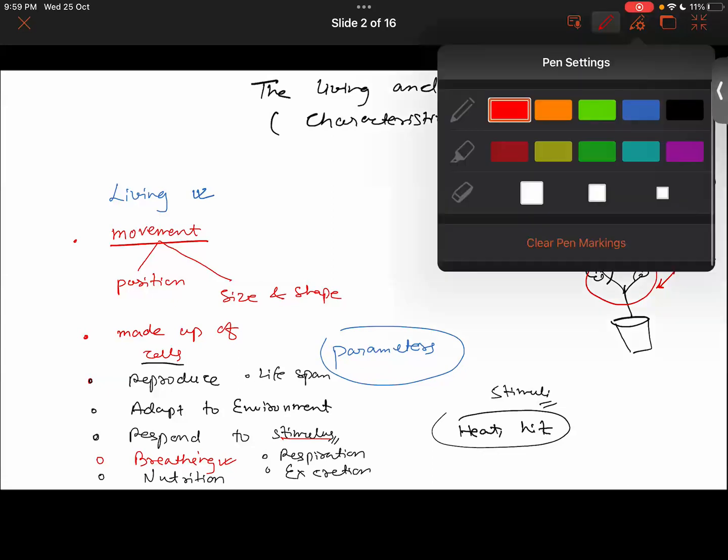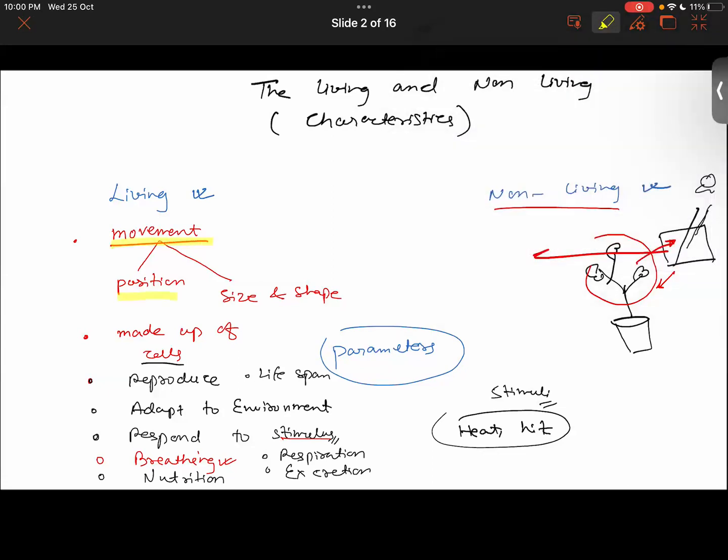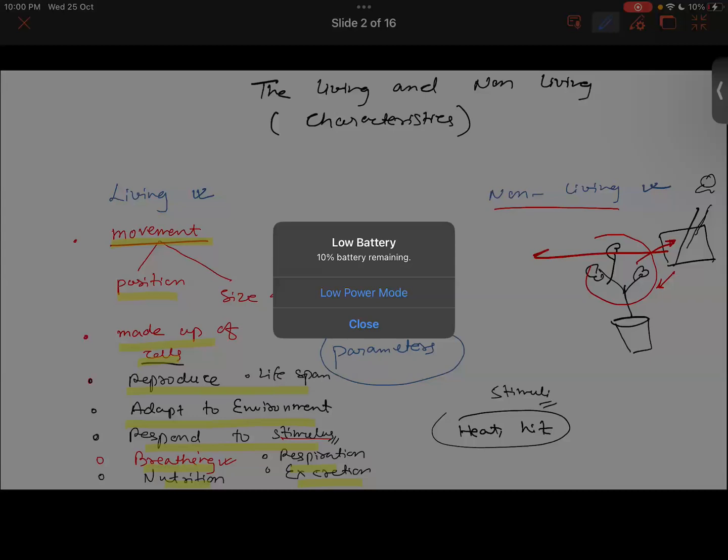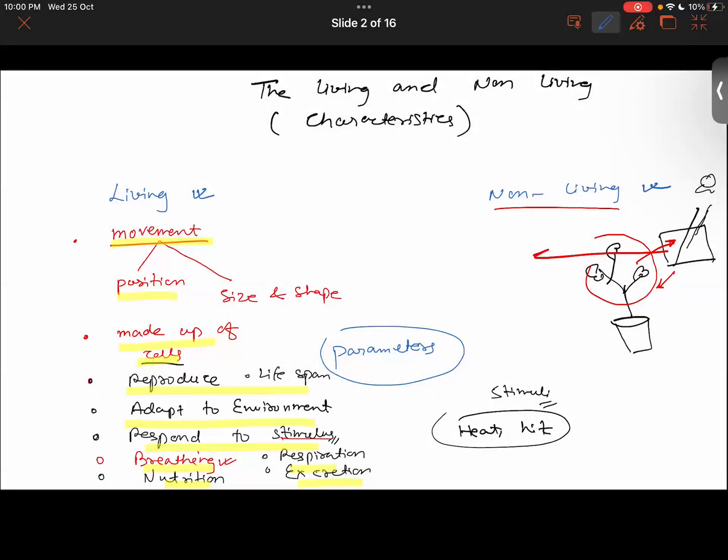ये general characteristics हैं. In general characteristics में भी हम different types पढ़ते हैं, right? And they are also subdivided further. Then talking about the non-living things, do non-living things show any of these characteristics? Do we get to see any of the characteristics in the case of non-living organisms? Obviously no. It does not show any of the characteristics, right?